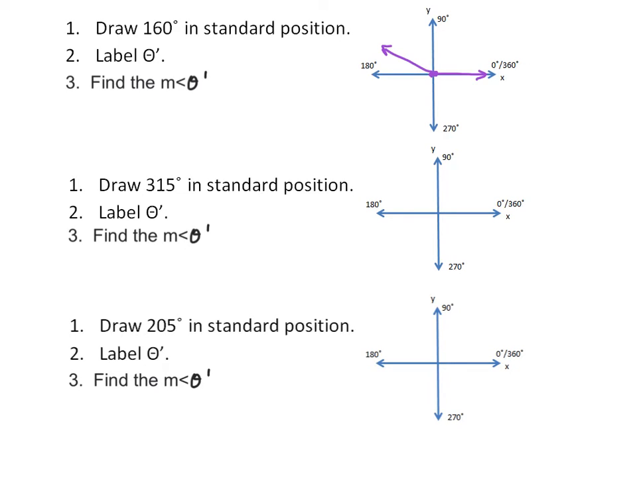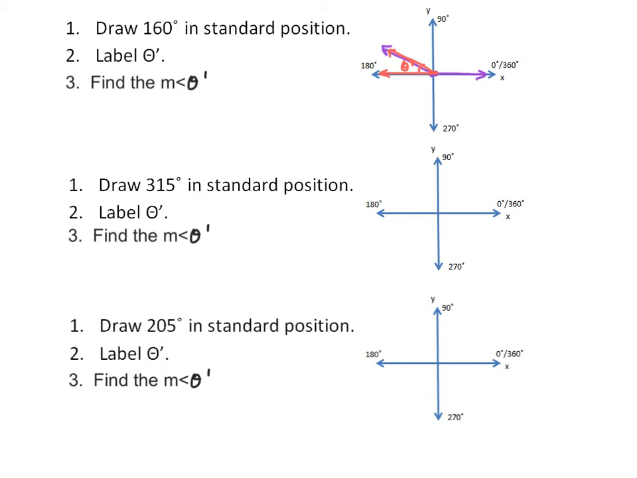Well, theta prime is the angle created with the terminal ray of the original angle and the nearest portion of the x-axis. So here is theta prime. All right. And the third thing we want to do is we want to find the measure of the angle theta prime. Okay, we want to find the measure of this.